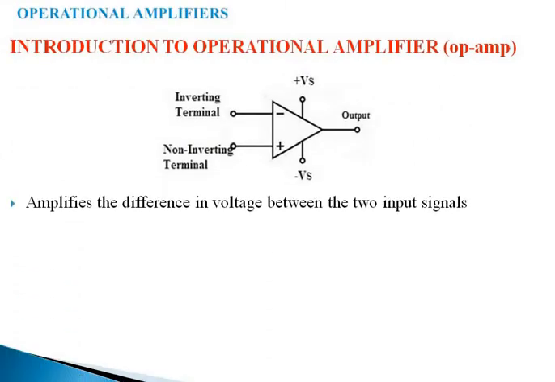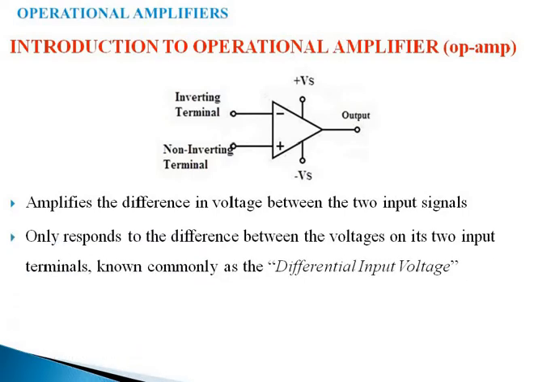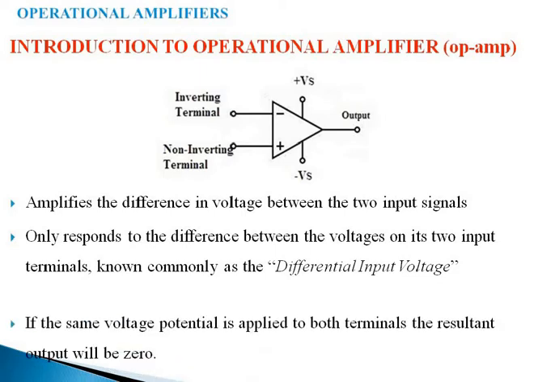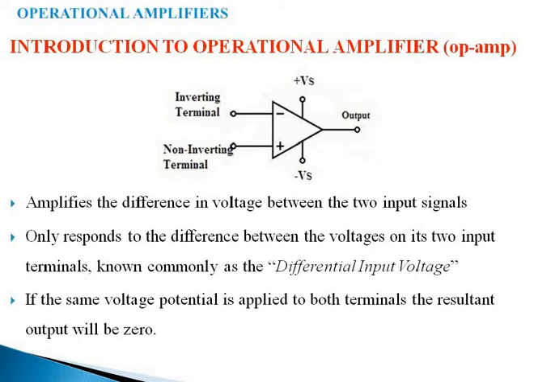Now, an op-amp amplifies the difference in voltage between the two input signals. That is the difference of the voltage given to the inverting terminal and non-inverting terminal. So it only responds to the difference between the voltages on its two input terminals, hence known as differential input voltage. If the same voltage potential is applied to both terminals, the resultant output will be 0. Since op-amp is amplifying the difference of two inputs, if the two inputs are same, the output will be 0.